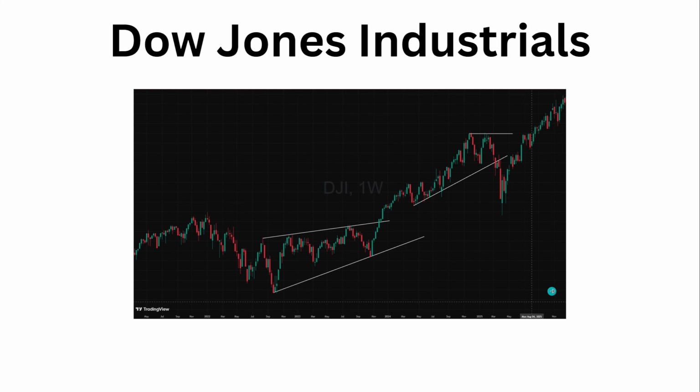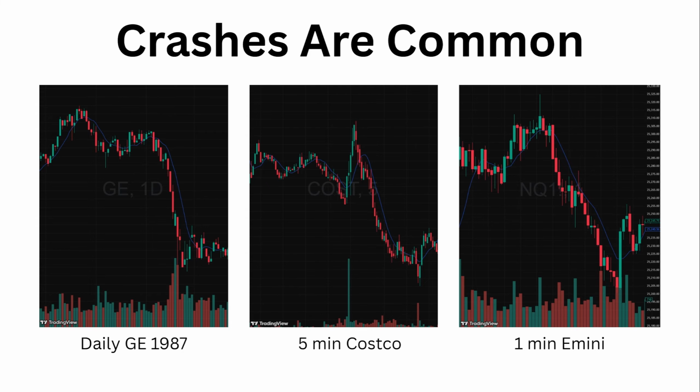If you're still not convinced, here are some very similar charts with crashes, because crashes are common. In 1987, if you look at the daily candlestick chart of General Electric during that time, you'll see a big bear spike followed by a triangle trend, and it looks very similar to the 5 minute chart of Costco, showing a big bear spike with then some kind of pullback. And it's also very similar to a 1 minute chart of E-mini.